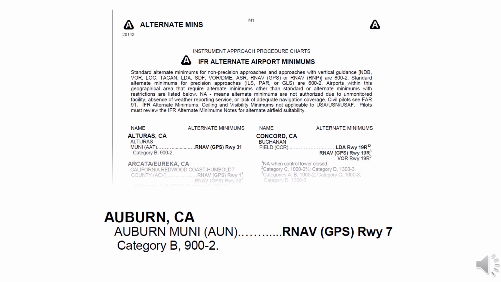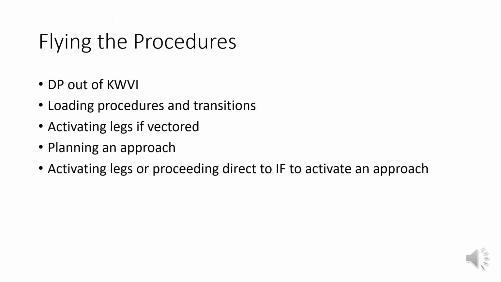Area Augmentation System. Now that we've planned the flight, let's review a summary of training objectives for flying the scenario. These include flying a departure procedure out of Watsonville, loading procedures and transitions, activating legs if vectored, planning an approach, and activating legs or proceeding direct to an initial fix to activate an approach.